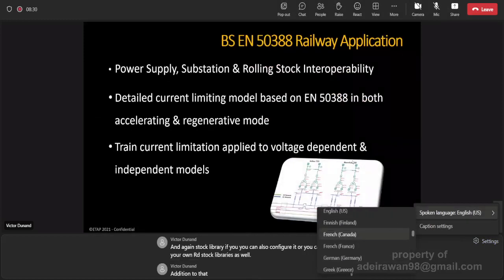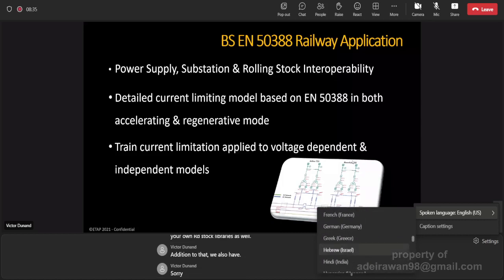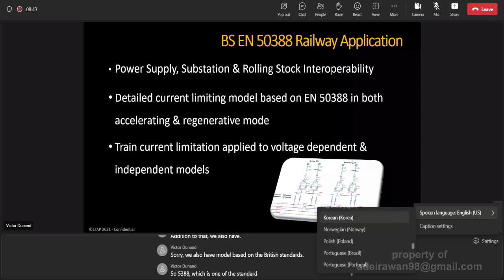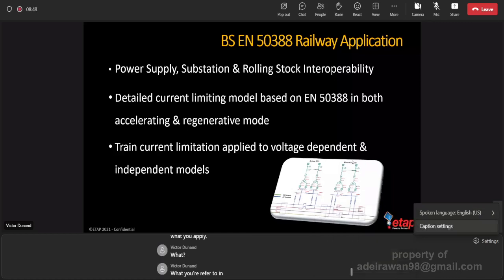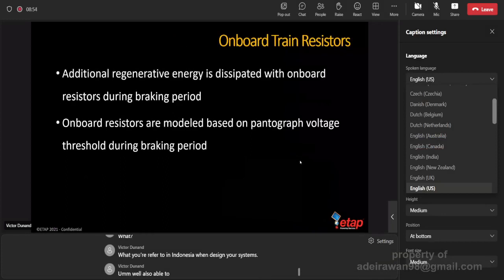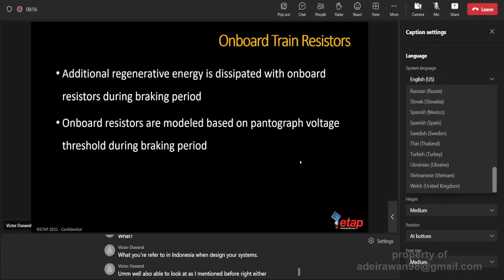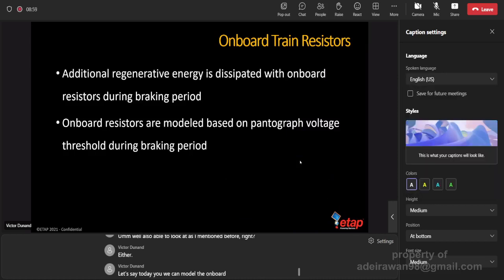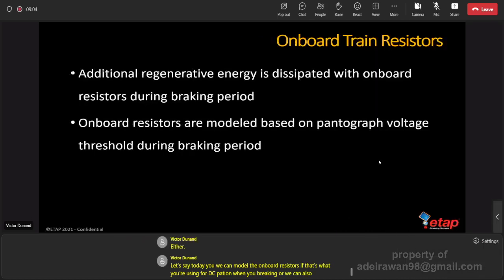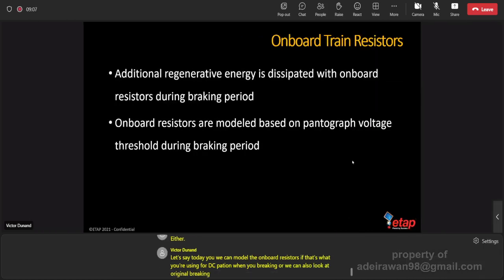In addition to that, we also have models based on the British standards, such as 5388, which is one of the standards that's been used. That's what you refer to in Indonesia when you design your systems. We're also able to look at, as I mentioned before, if today we can model the onboard resistors, if that's what you're using for dissipation when you're braking, or we can also look at regenerative braking back into the network as well.